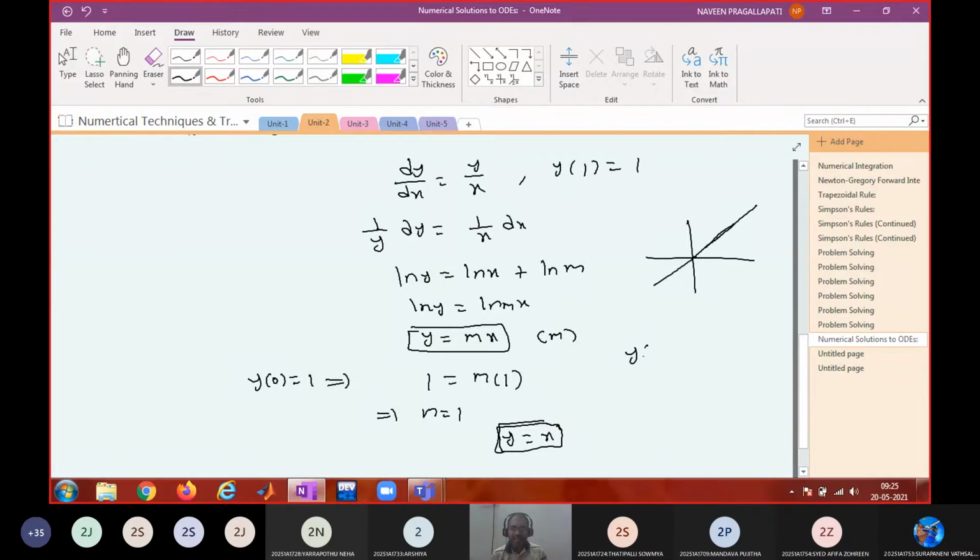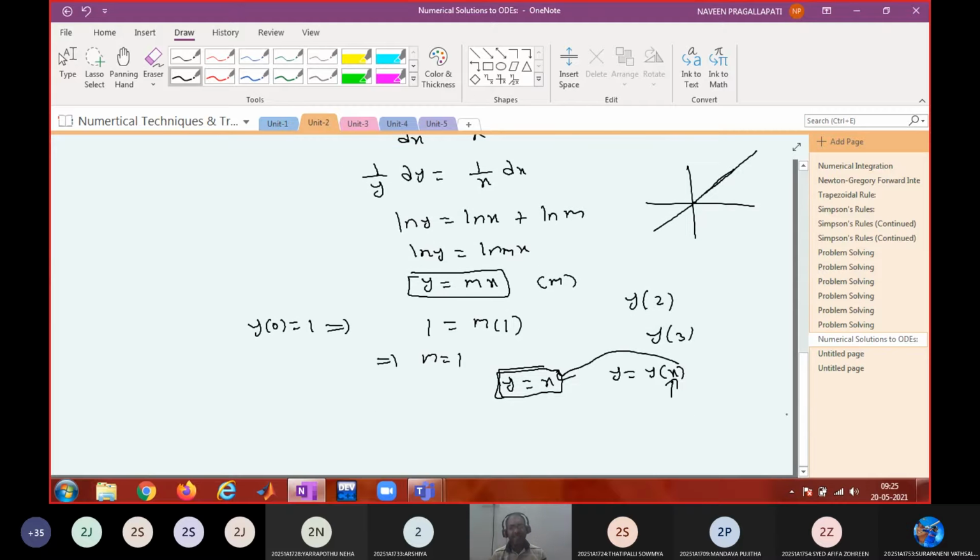Now if I want y of 2, substitute here. If I want y of 3, substitute here. So y is nothing but y of x only. Whatever value you substitute here, the outcome can be obtained by substituting that value in the right hand side function. So you are finding a solution which is in terms of x.